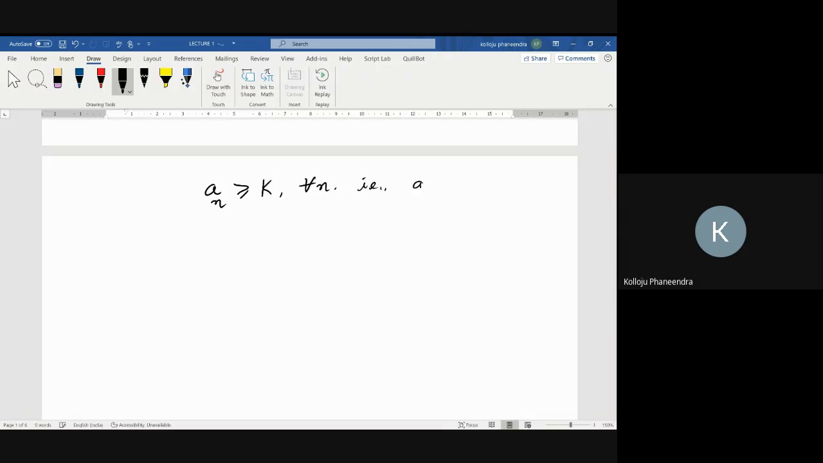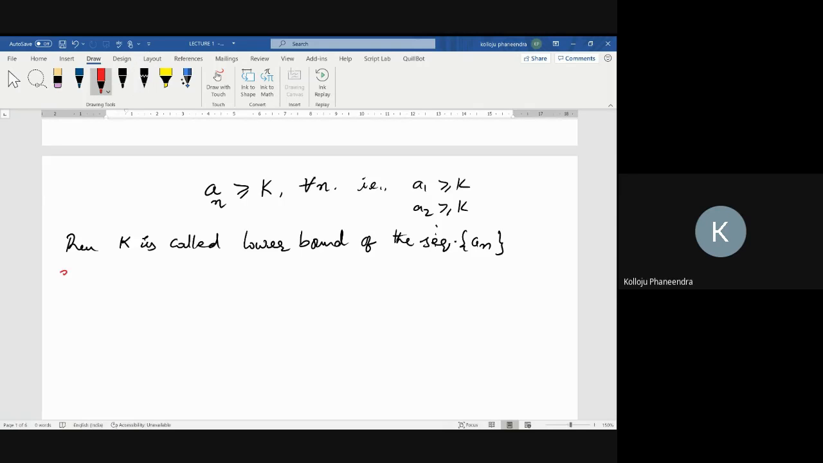That is, a1 is greater than or equal to k, a2 is greater than or equal to k, and so on. Then k is called a lower bound of the sequence. Now example. If I consider an equal to n square, what is the meaning? 1 square, 2 square, 3 square, and so on.